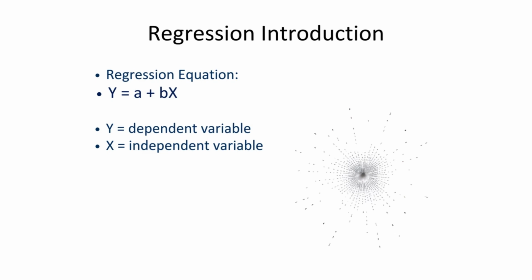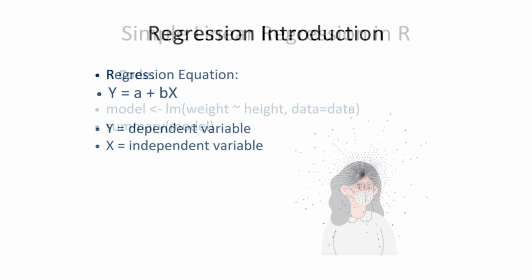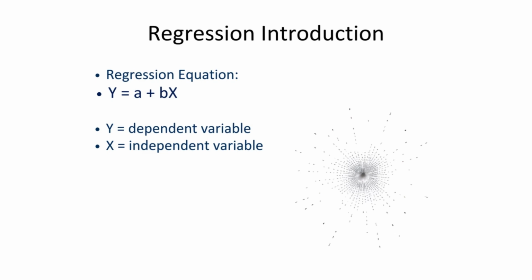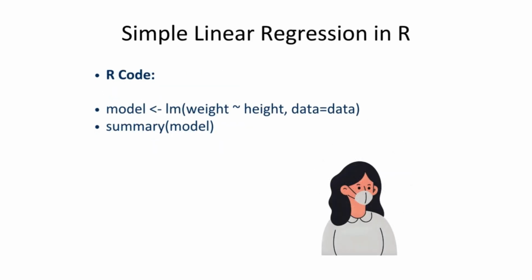Regression analysis extends correlation by allowing us to make predictions. The equation y equals a plus bx represents a straight line that best fits the data. The slope, b, tells how much y changes for a 1-unit change in x. We use the lm function in R to run a simple linear regression, where weight is predicted from height. The summary command displays the regression coefficients, the R-squared value, and the significance of the model.